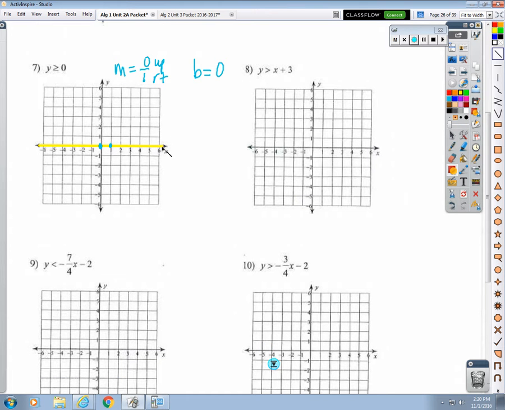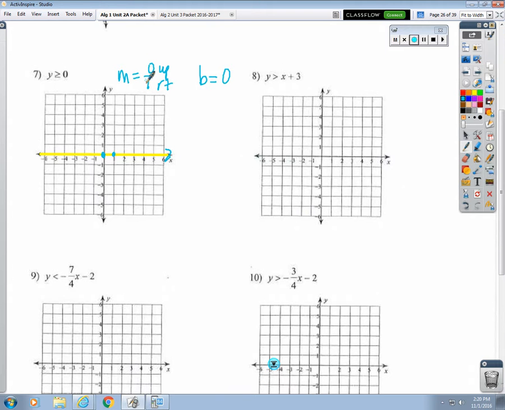Because does a horizontal line have any kind of steepness at all? No, which makes sense because it's 0 slope. The bigger your slope gets, like the higher number slope you have, the steeper the line. So 0 slope would be no steepness at all. Now, as far as shading, okay, it says greater than 0. So if I go to where I started my line at 0, which numbers are greater? These or these? These are greater than 0, right? So you shade on that side where the bigger numbers are.